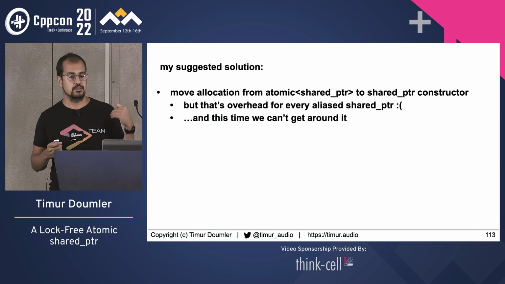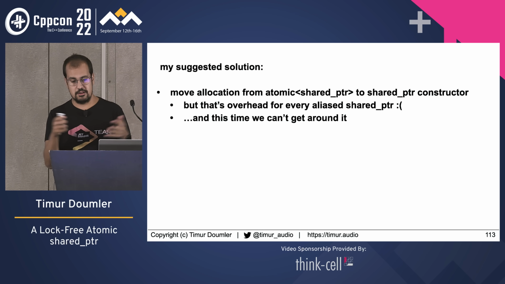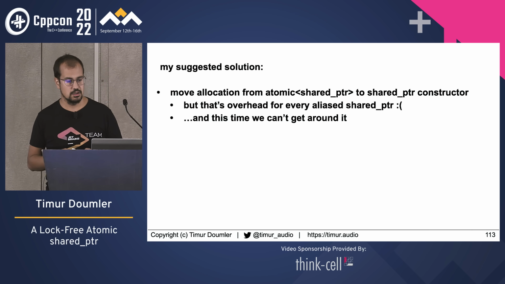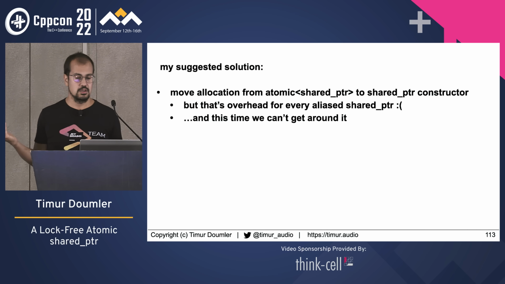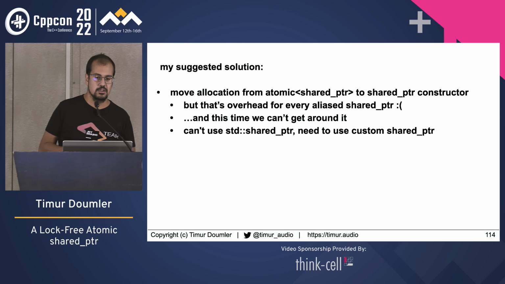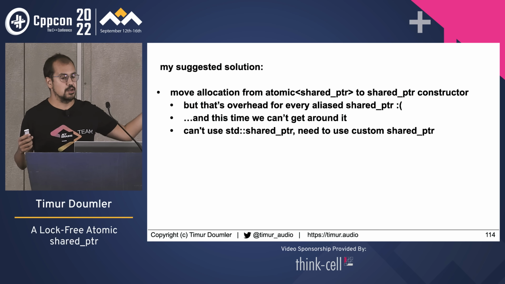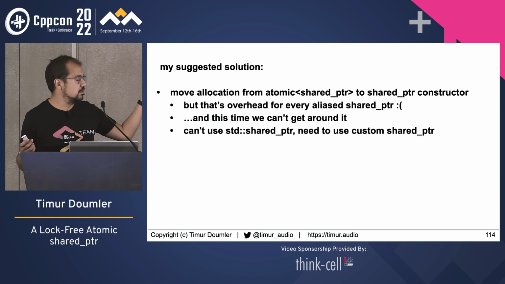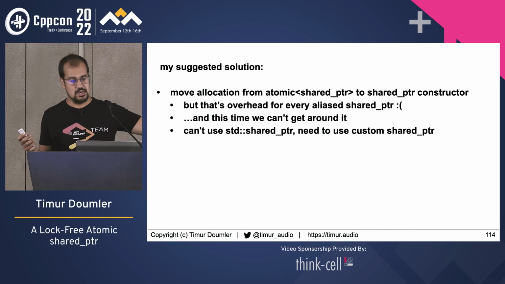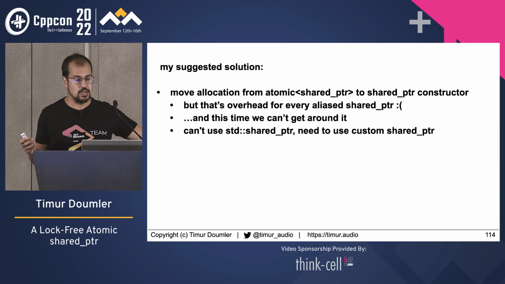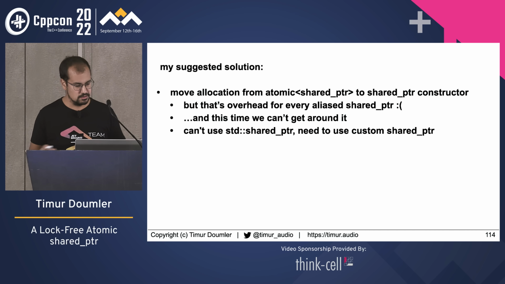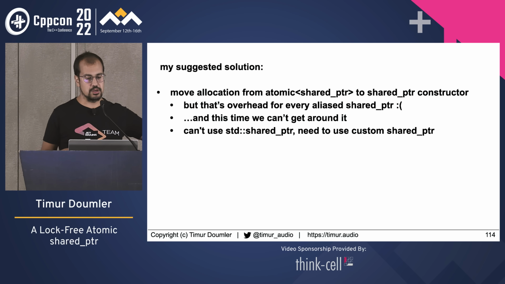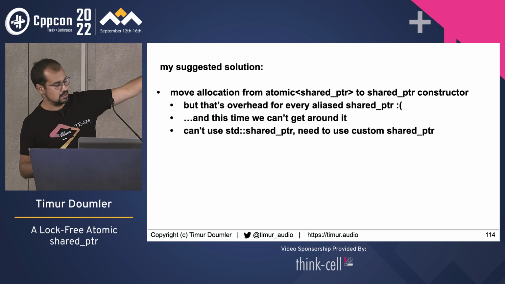And now we can't get around it because we only have one word with compare and swap. We don't have any more space to store this alias pointer anywhere else. So we have to pay for this overhead. So we can't really use a std shared pointer anymore, right? Because if you have std shared pointer, it's not acceptable to pay for this additional allocation every time you create an alias shared pointer, right? It's what you don't pay for what you don't use. So you need at this point then a custom shared pointer that has this additional overhead, and that's the thing you're going to use with the atomic.